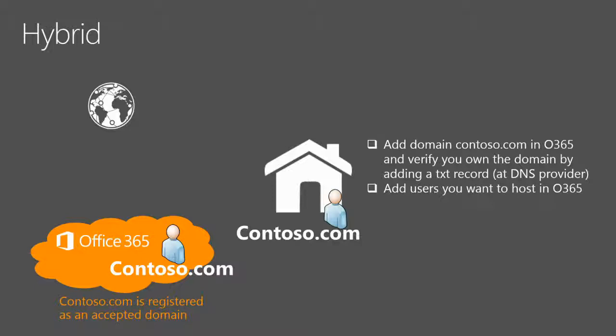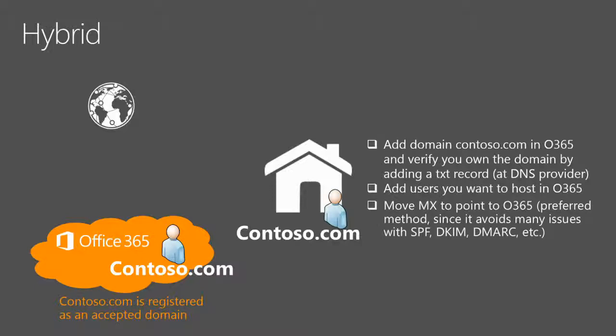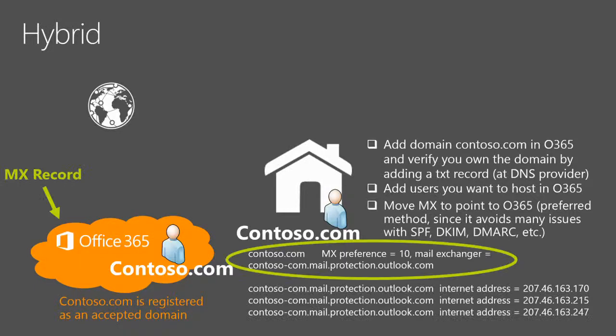What they have to do is the same as what the SMB did. They have to register contoso.com as an accepted domain in Office 365. They do that exactly the same as what an SMB would do. When you register, you again have to verify that you own that domain, and you start adding the users that you want to host in Office 365. You also move your MX record to Office 365.